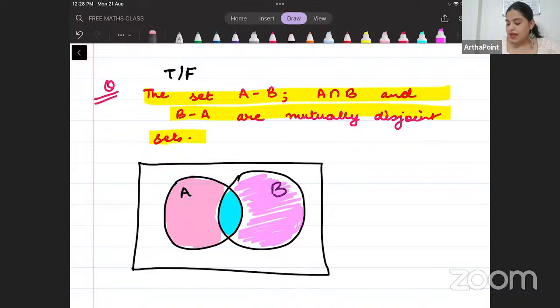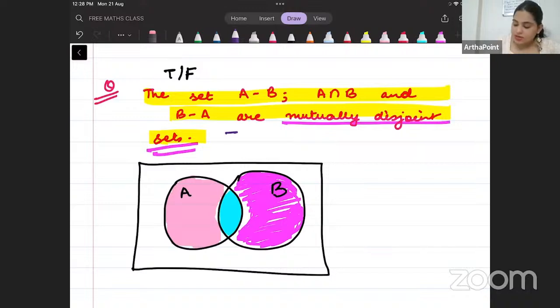So do you see that there is nothing common between the three? If there is nothing common, they will be mutually disjoint. So the statement is true. This is an absolutely true statement. There is nothing common between them.